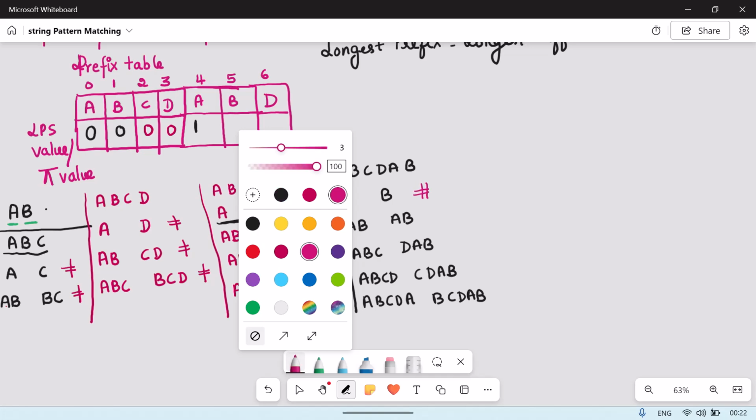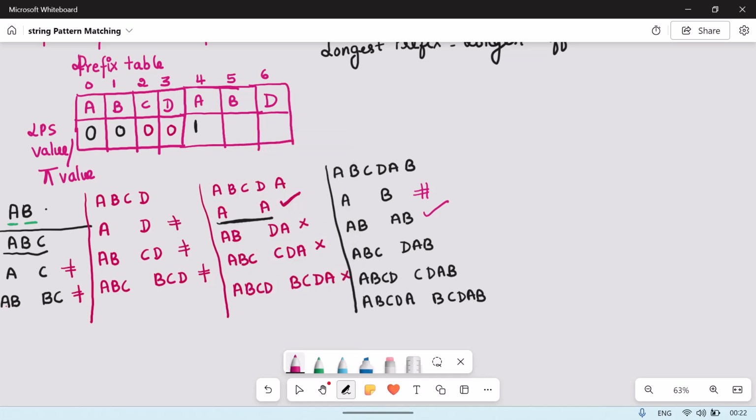Not equal here. Here there is equality. Here not equal. The first one turned into a hash, right? It's not hash. It should be unequal. Unequal here also. It's also unequal. So here in this case we have an equality, and how many characters are matching? It's two characters. So here you put the value 2.